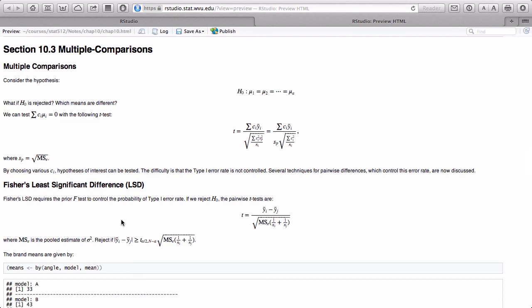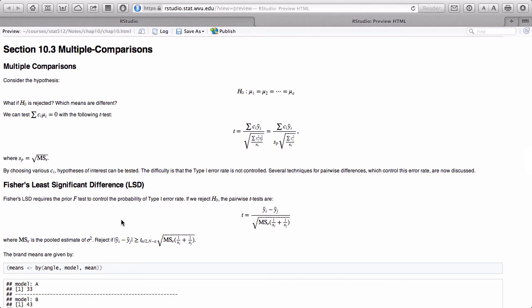If we have 7 groups like we did with the disorders, how many possible pairwise comparisons can I do? Combinations? Yeah, how many combinations? 7 factorial over 5 factorial times 2 factorial. So it's 6 times 7 divided by 2. So it's 42 divided by 2.